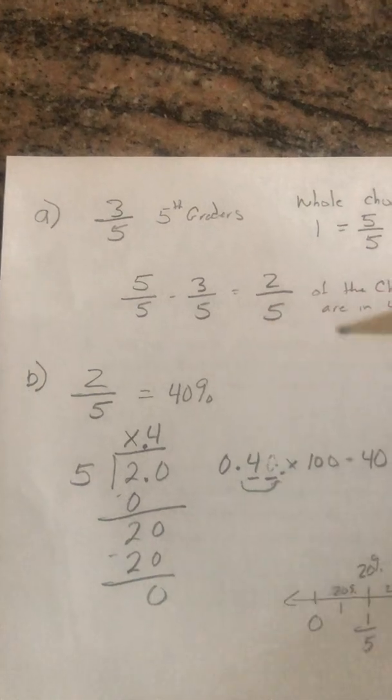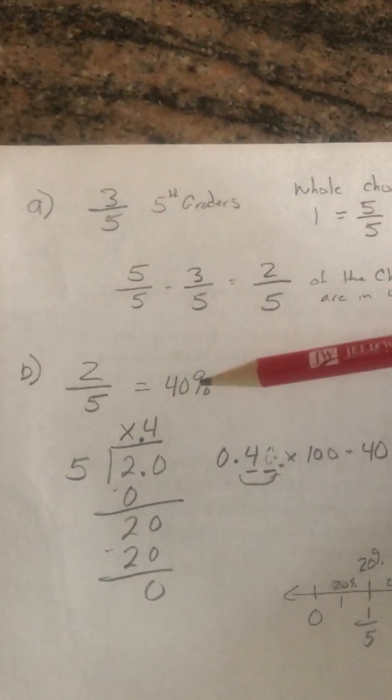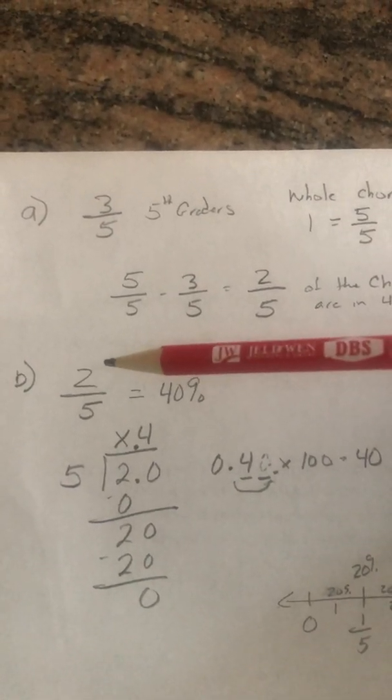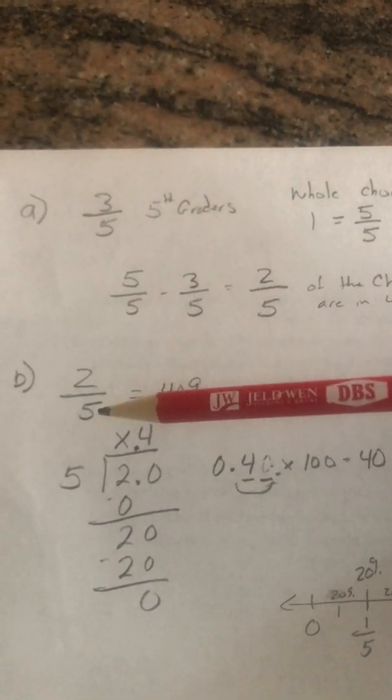Now, we've done this before on a previous problem of the day. So 2/5 is going to actually equal 40%. Now, there's a few different ways I can find this out. We can write fractions as division. So we could say this as 2 divided by 5.